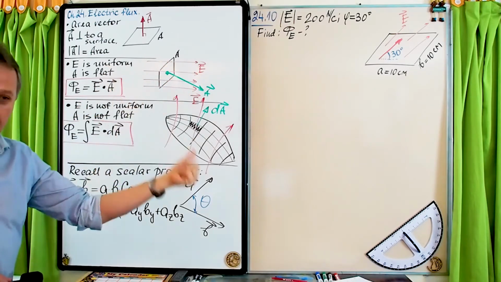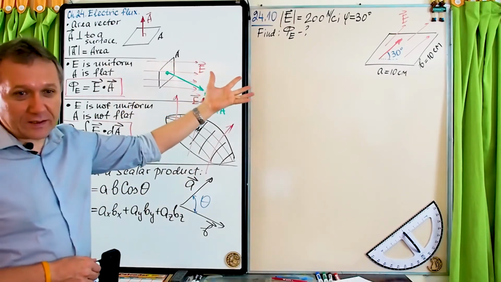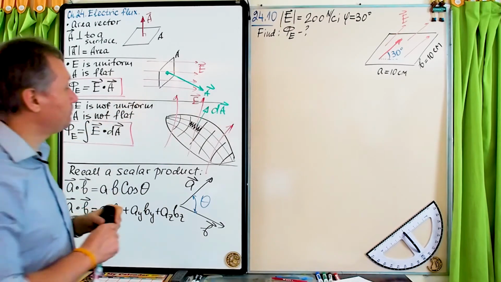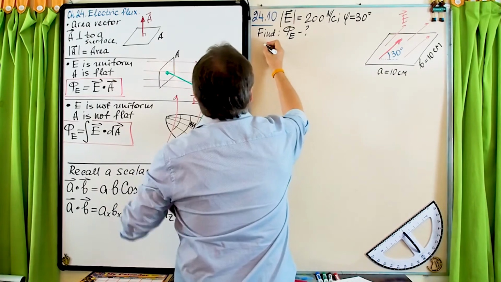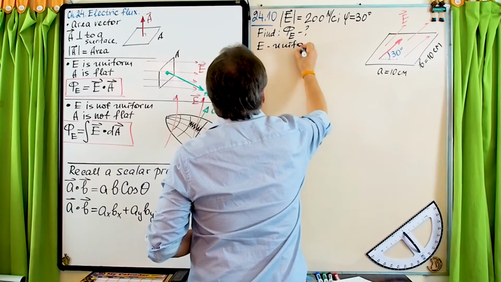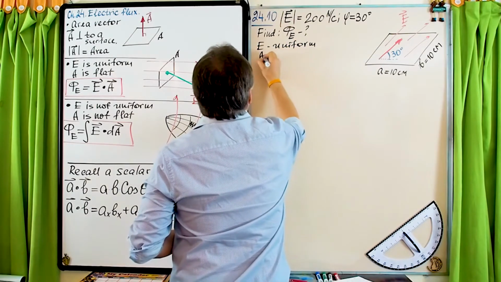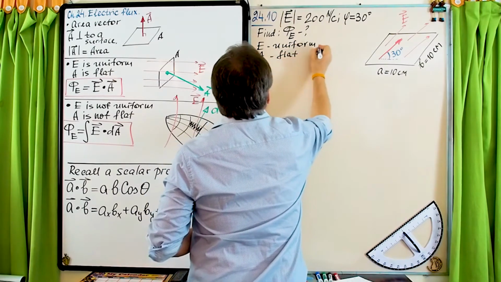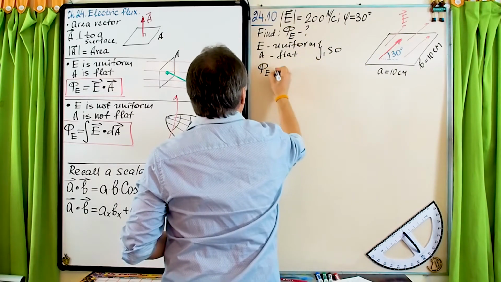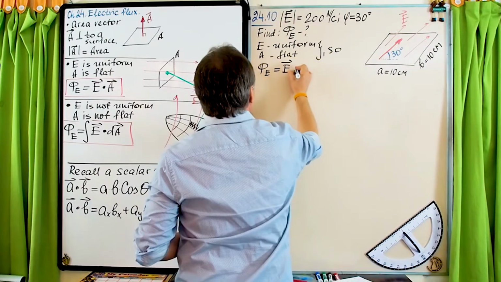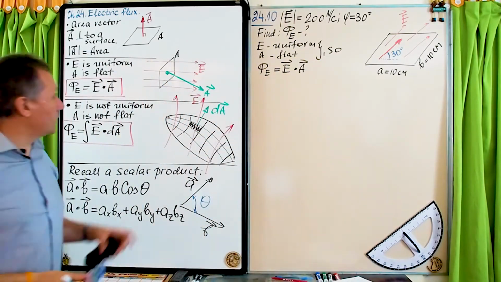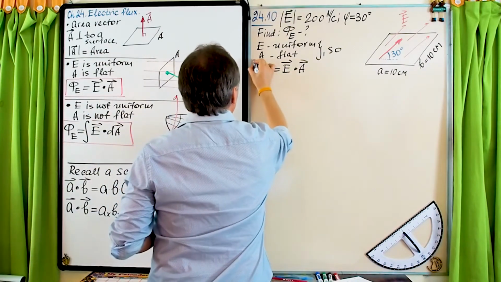So we just need to understand which option is better to use, this or that. Obviously, we have a flat surface and a uniform electric field, so obviously we need to use this. E is uniform, A is flat, so we can use the electric flux equals a dot product of E and A. So we just need to use the first option, this formula. Let me frame it.